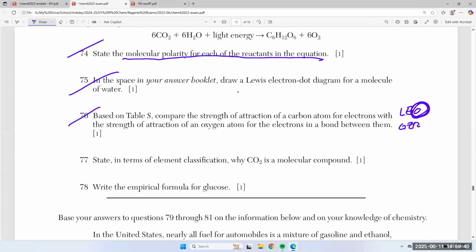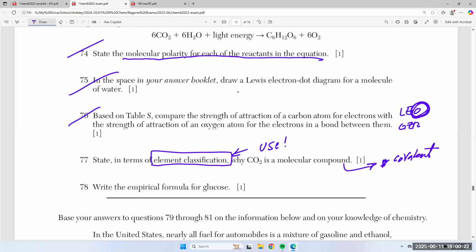State, in terms of element classification, why CO2 is a molecular compound. Again, you have to circle this and use this word. What is it about CO2 as a molecular compound? It's element classification. I think this is basically, in the end, what is it? A molecular compound is formed not by ionic bonding but by covalent bonding, right? So an ionic compound is formed by metal and non-metal ions, but covalent bonding makes molecular compounds, right?